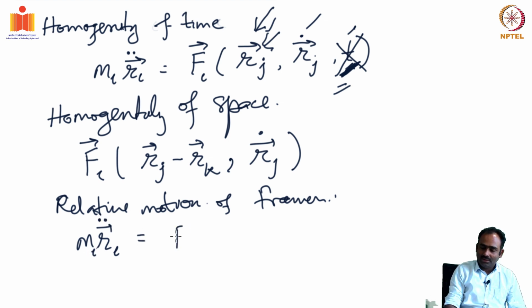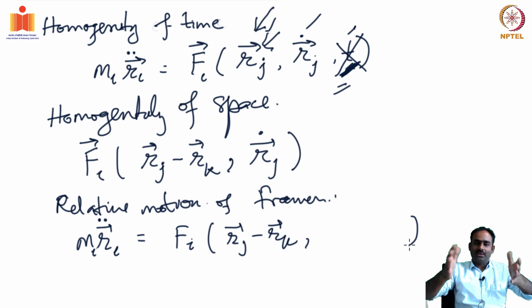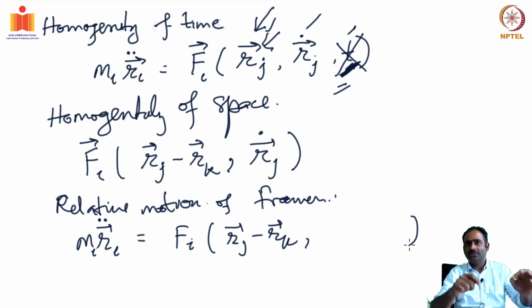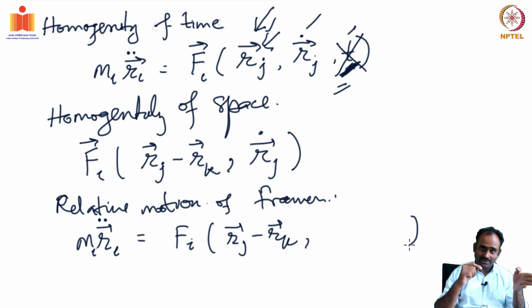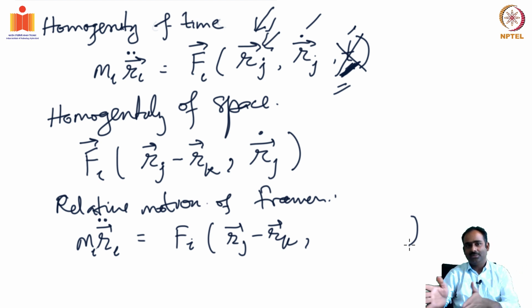Now already you had Rj minus Rk from the homogeneity of space, and time was already gone. Now if you go to another frame which is moving with some velocity v with respect to the first one, all the particles, whatever their velocities were at time t in frame number 1, will change to the velocities they had plus the velocity of this frame. So all the velocities at time t will get added by this fixed amount, which is the relative velocity between the two frames.